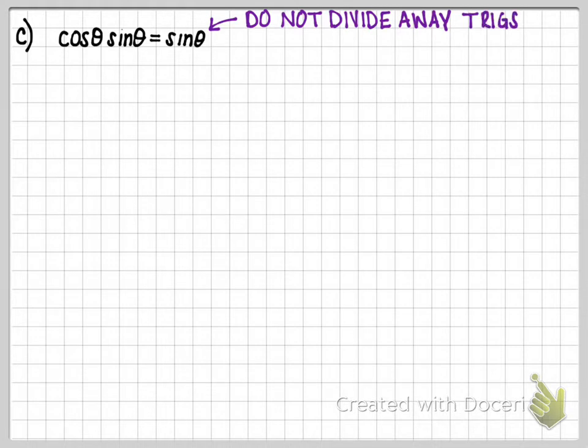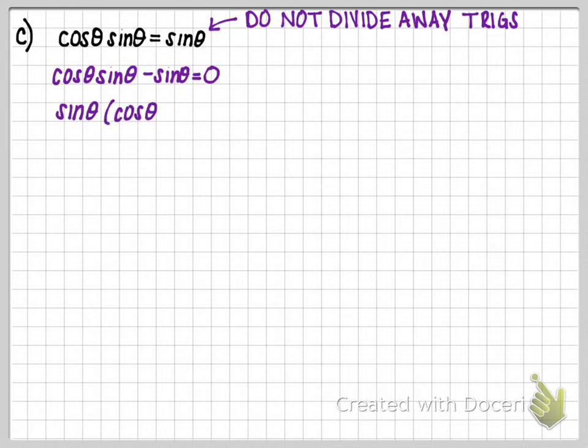What needs to happen is you need to move that sine over and then factor out the GCF. So I'm going to subtract sine on both sides. So I have cosine theta sine theta minus sine theta equals 0. And then my greatest common factor here is sine. I'll take him out. And then I have sine theta times cosine theta minus 1 equals 0.